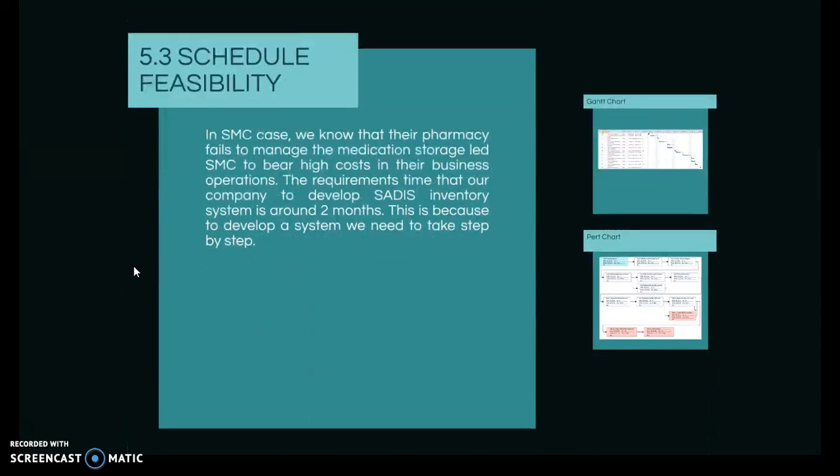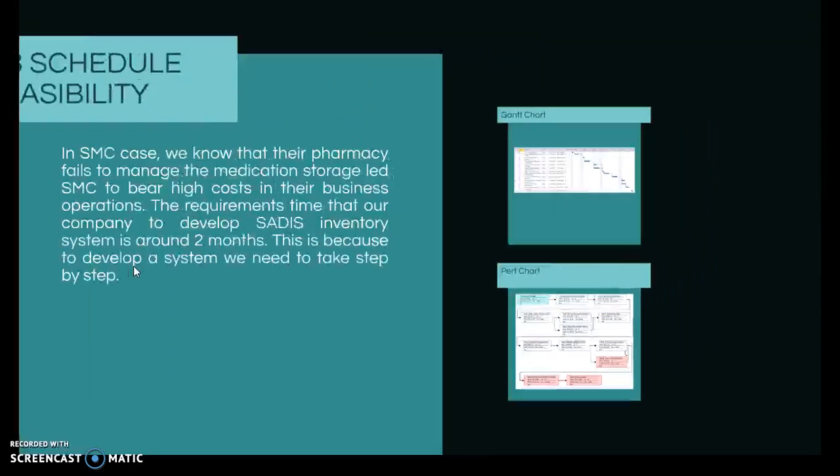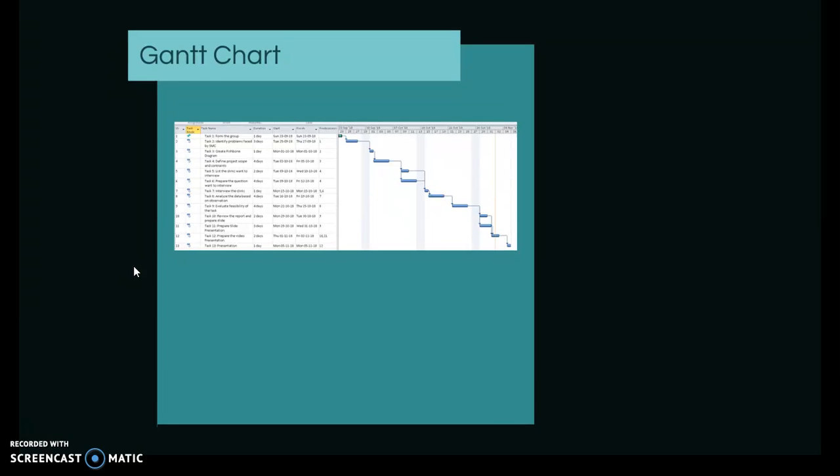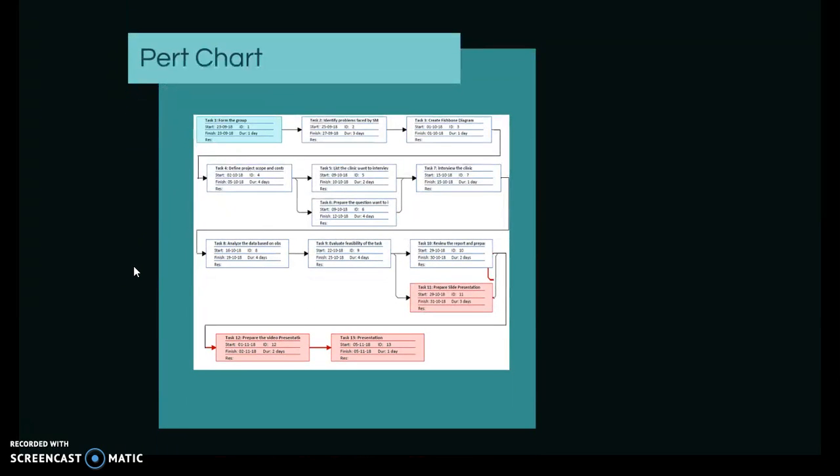For schedule feasibility in the SMC case, we know that their pharmacy fails to manage the medication storage, which leads SMC to bear high costs in their business operation. The required time for our company to develop the SADIS inventory system is 2 months. This is because to develop a system we need to take it step by step. This is for the Gantt chart, and then this is for the bar chart.